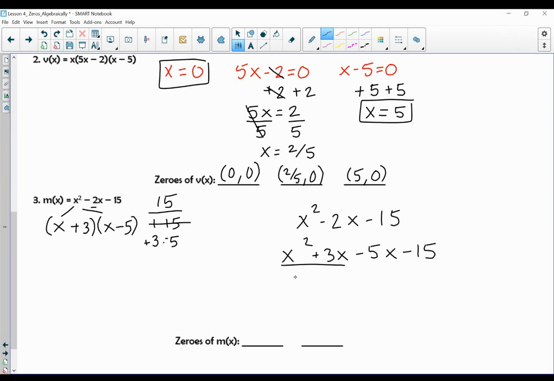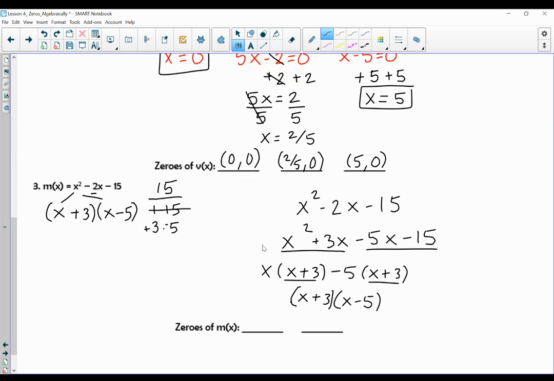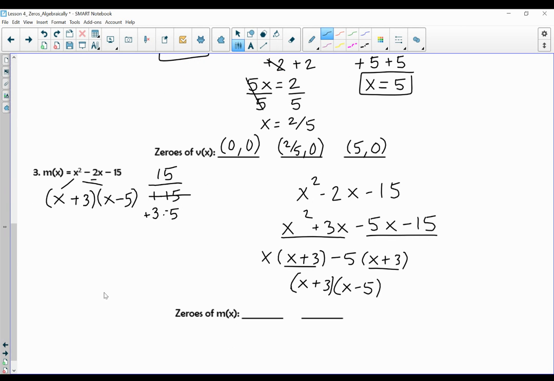So if I group these, I need to factor out x, and I'm left with x plus 3. And when I group these, I need to factor out a negative 5, and I'm left with x plus 3. And then finally, one more step, which is factoring out the x plus 3's. And I am left over with x minus 5 in the second binomial. I'll fix that parenthesis. Cool. So those are the two separate ways to factor it. It is totally up to you.